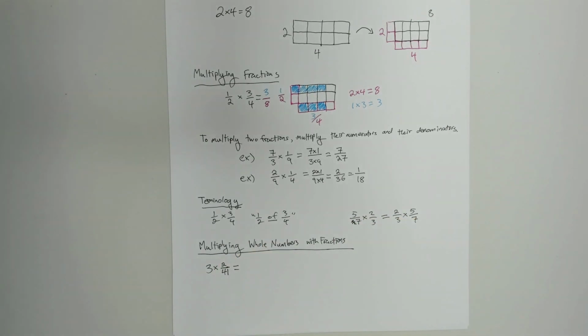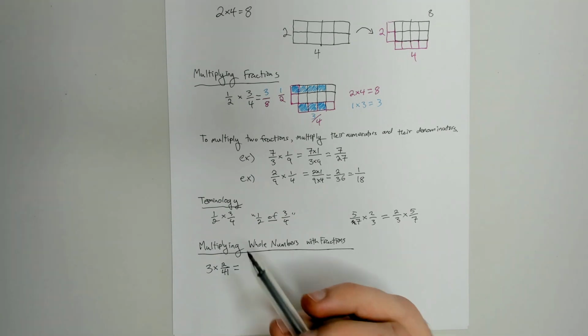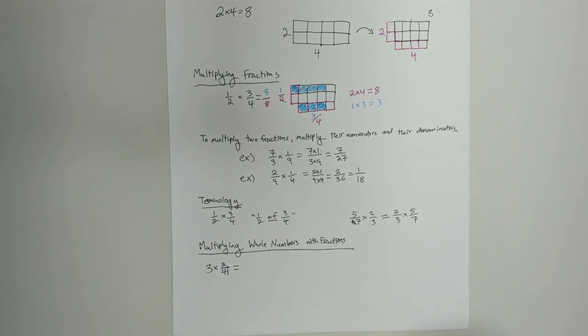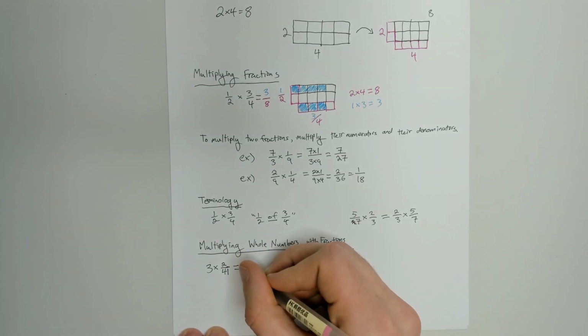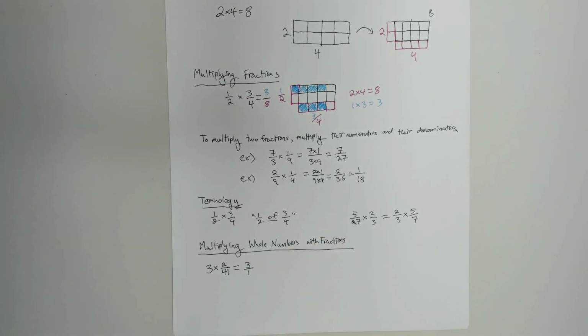So let's say I wanted to do something like 3 times 2/41. If you recall from previous videos, when we added whole numbers to fractions, we essentially just converted that whole number into a fraction. We did that in a really easy way by noting that the whole number is the same as it divided by 1, right? 3 is the same as 3 divided by 1, or 3/1.